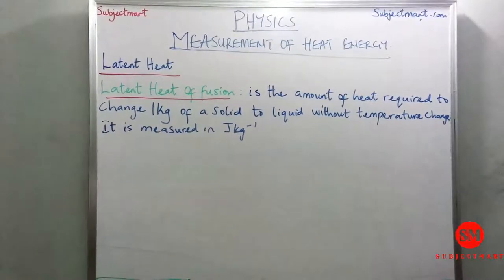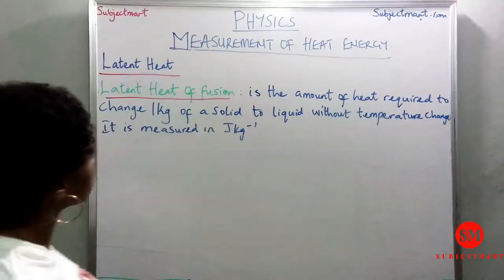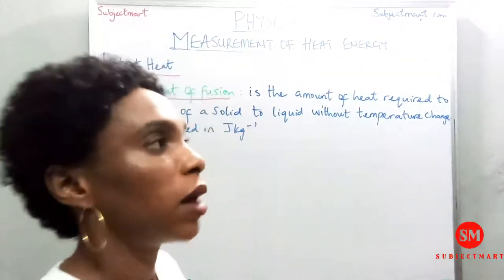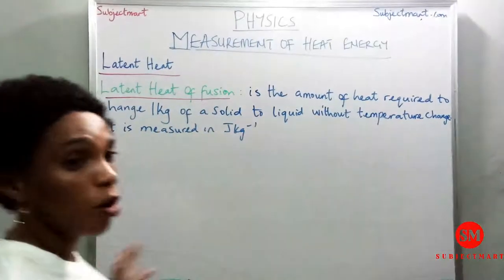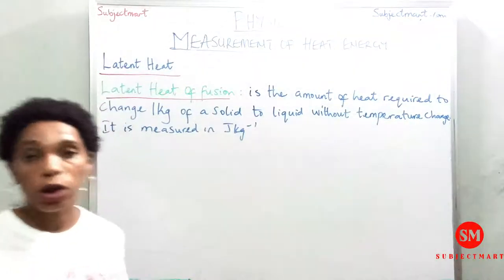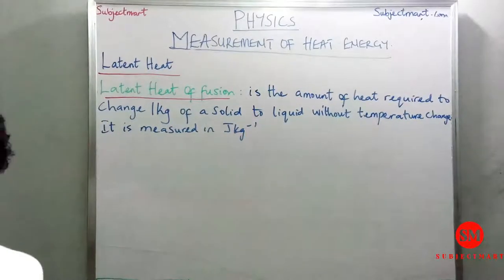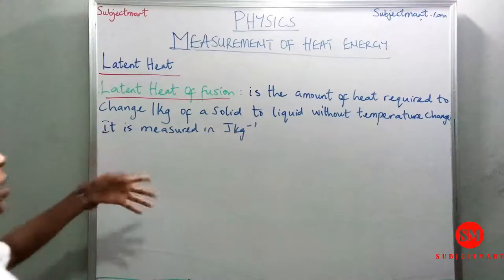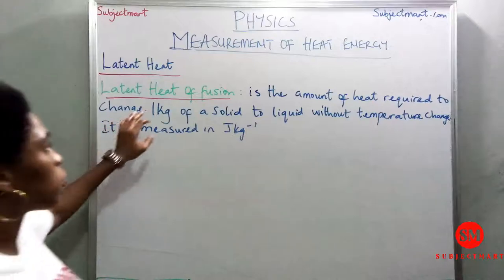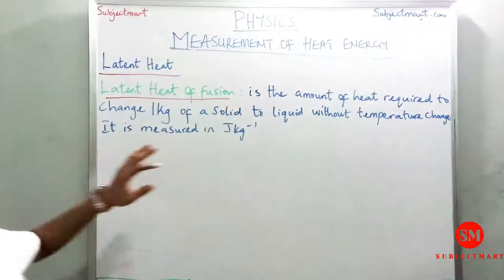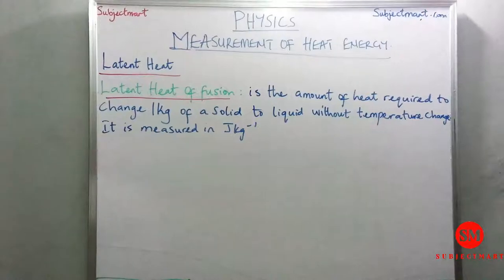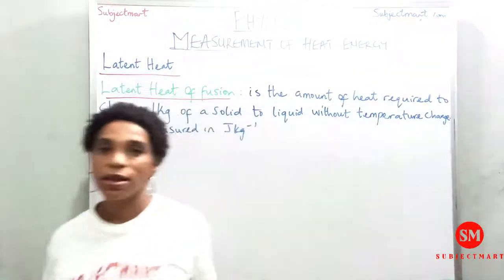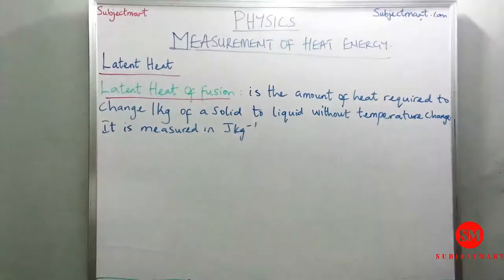Latent heat. Now, latent heat is the heat required anytime a body or a substance is undergoing change of state. So basically, there are two types of latent heat. We have latent heat of fusion, and we have that of vaporization.